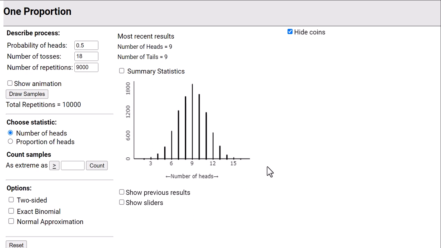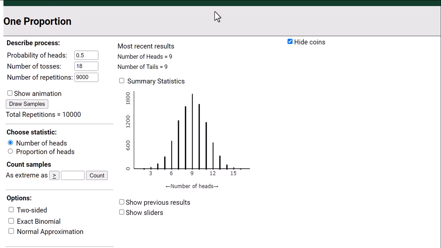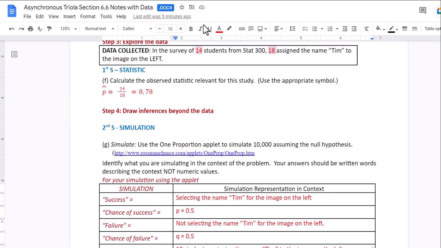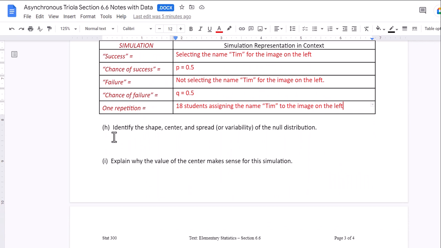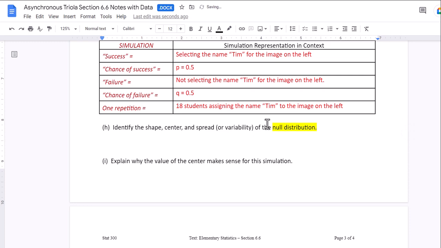And where would you say it's centered? Centered right around 9, 8, right? And does that make sense? So let's go back to the notes. Identify the shape, center, and spread or variability of the null distribution. So the null distribution is what we just created based on our simulation. That was our null distribution.